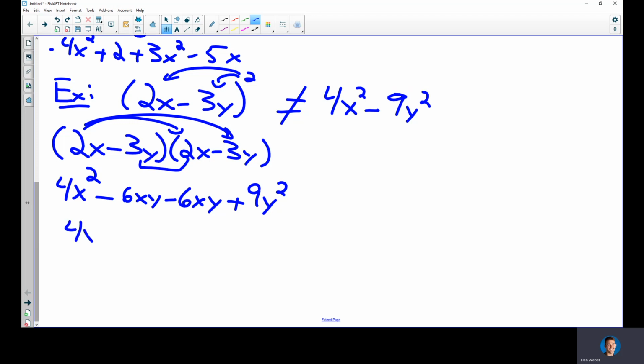Combine like terms. That's all. I did the FOIL here. Boom, boom, boom, boom. It's just the same as this. And then I just combine the like terms here.